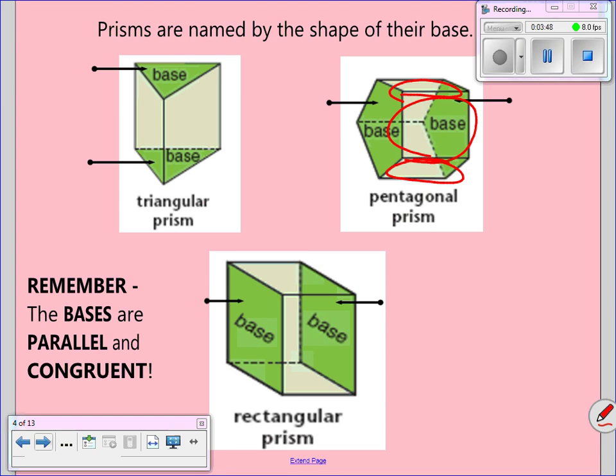Do you see them? There's 3 rectangles here. There's one in the back, too. Remember, the bases are parallel and congruent. Right down at the bottom is a rectangular prism. Okay, all rectangles make that up.